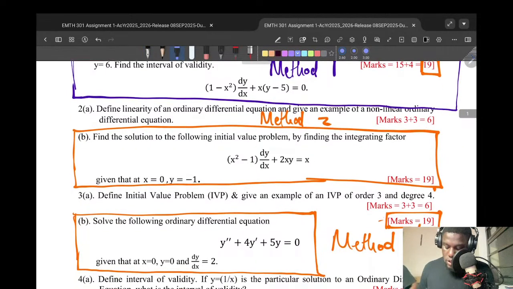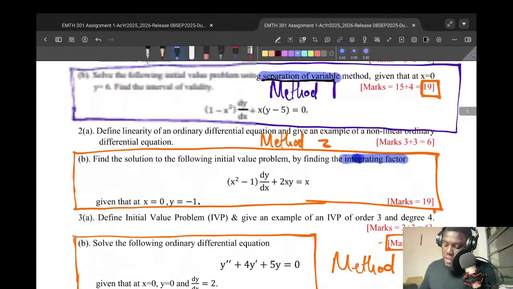And then they say solve the following by finding the integrating factor. So for these two, I'm fine. I should be able to do it. Let's quickly go ahead and do it. And let me show you where the main thing is, especially for the integrating factor one. I want to show you the main thing that you must remember from it.